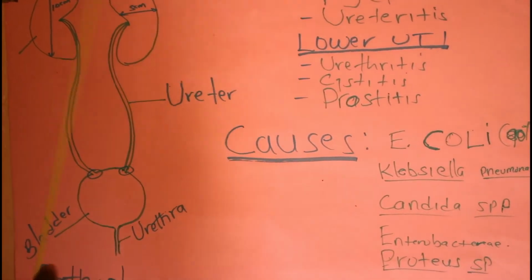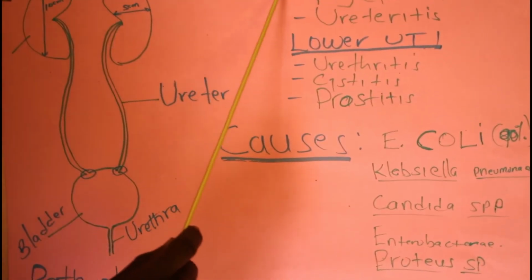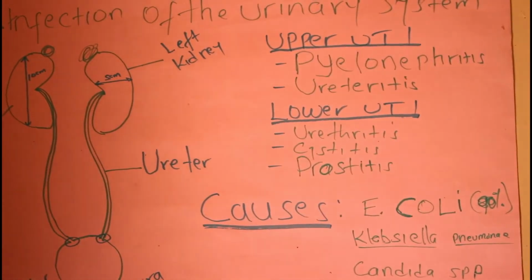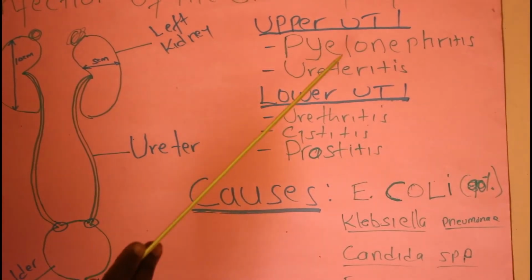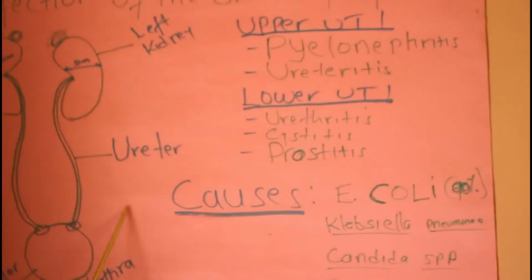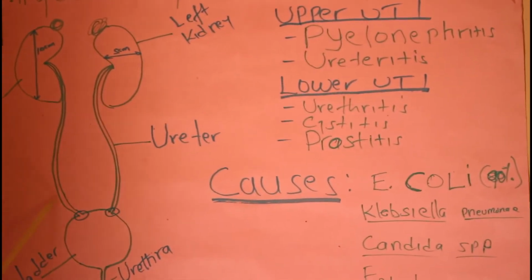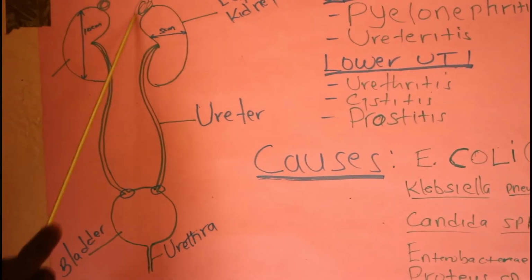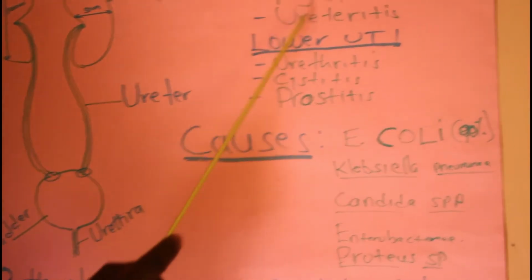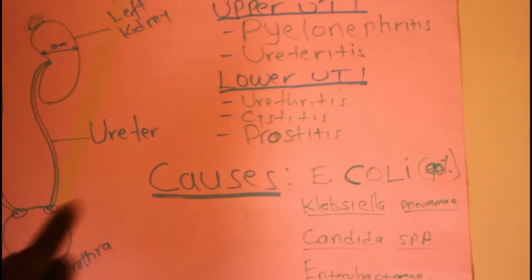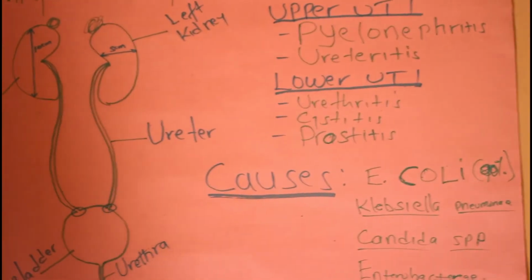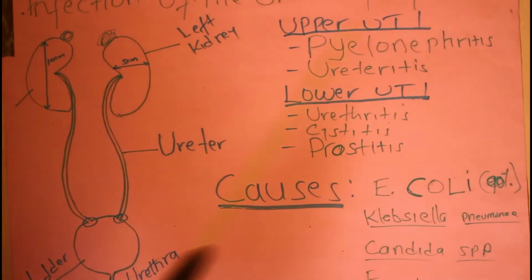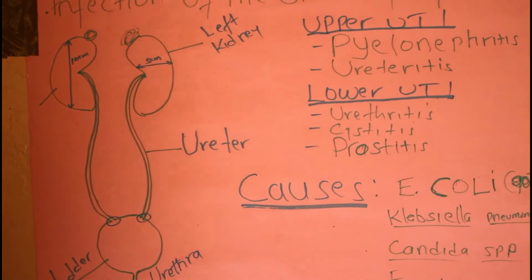So I will categorize the urinary tract infection into two: upper urinary tract infection and lower urinary tract infection. The upper urinary tract infection is the infection of this part, from the bladder upwards. That is the infection of the ureters and the infection of the kidneys. Infection of the kidneys is known as pyelonephritis, and the infection of the ureters is known as ureteritis. So that is the upper urinary tract infection.